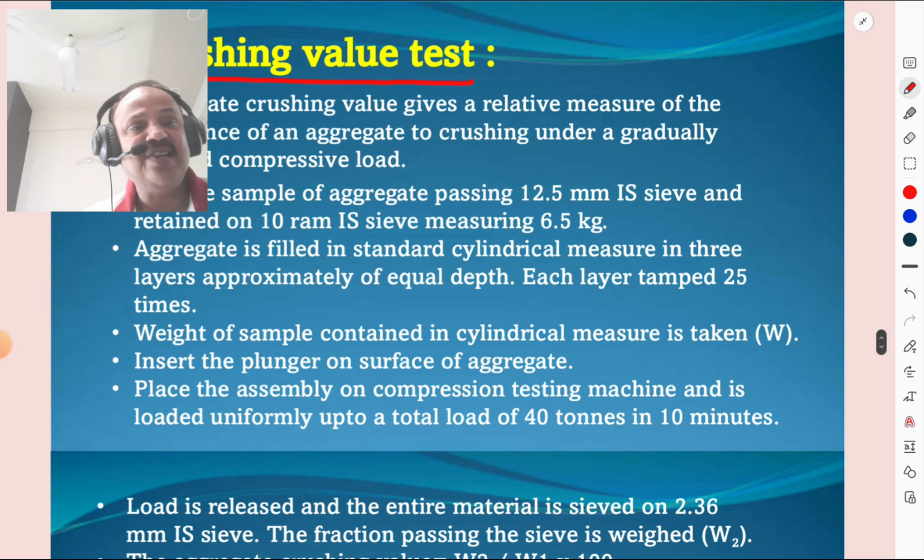Aggregate is filled in a standard cylindrical measure in 3 layers of approximately equal depth. Each layer is tamped 25 times with a tamping rod. Weight of the sample contained in the cylindrical measure is taken, that is W.